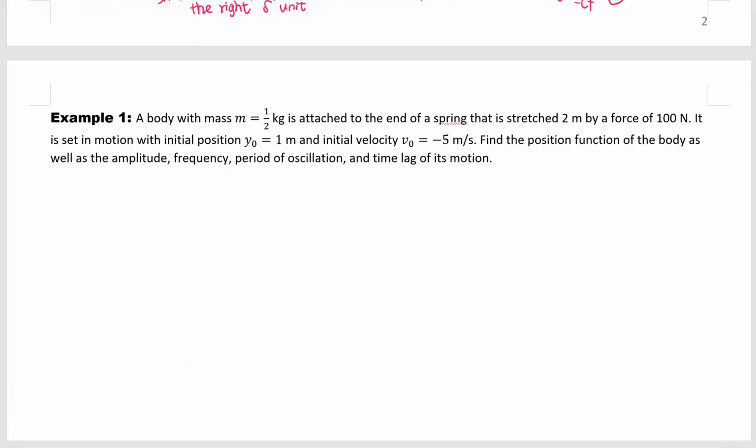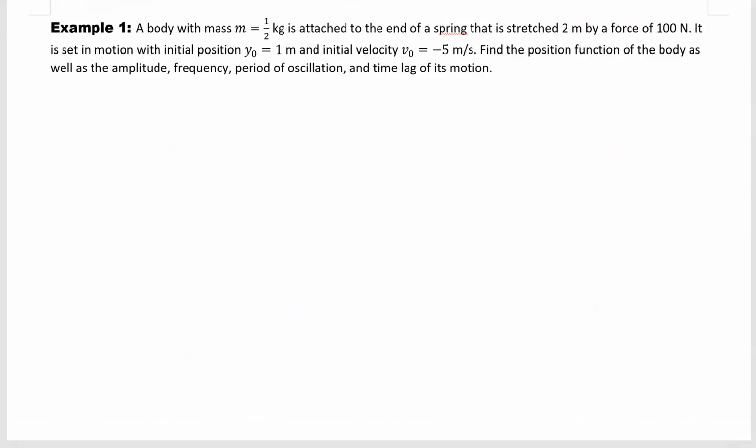Let's work on example 1. A body with mass 1/2 kilograms is attached to the end of a spring that is stretched 2 meters by a force of 100 Newton. It is set in motion with initial position y0 equals to 1 meters and initial velocity is -5 meters per second. Find the position function of the body as well as the amplitude, frequency, period of oscillation, and the time lag of its motion.